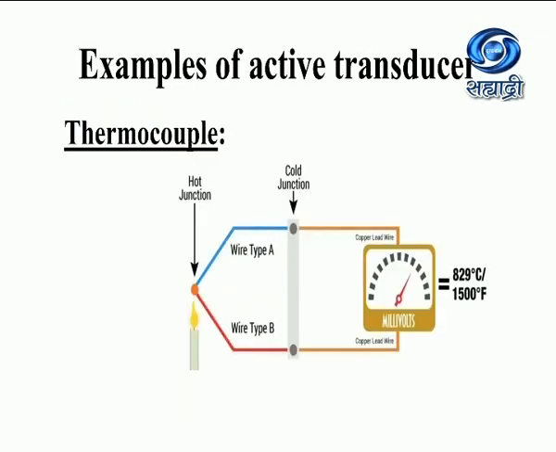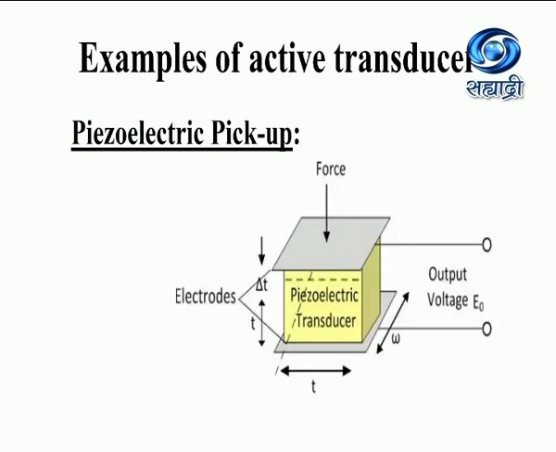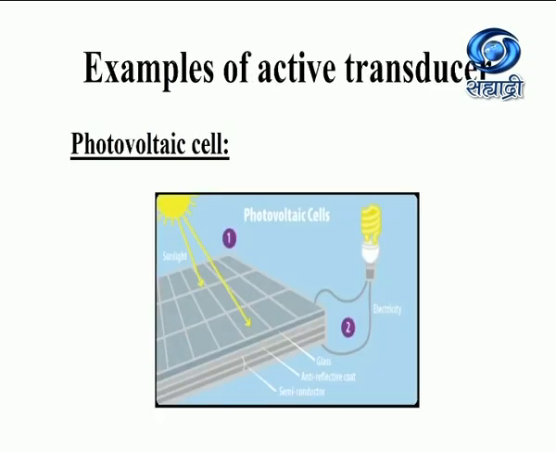So these are the examples of active transducer. The first one is thermocouple. So here in this transducer, heat energy is converted into electric energy. Then piezoelectric pickup, this is also a type of active transducer where pressure is converted into electric energy. Then photovoltaic cell, that is a solar cell, where solar energy is converted into electric energy.